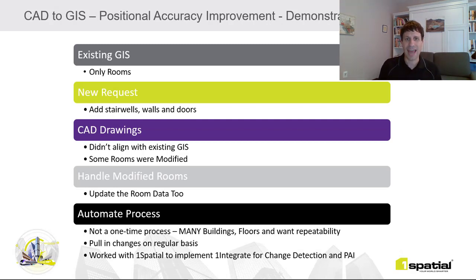So now they had an added challenge to not only add in these new assets, which is going to be challenging due to the alignment issues, but they also needed to update the room information to reflect what is in the drawing. To work through these challenges, this client worked with OneSpatial and used the OneIntegrate toolset with its change detection and PAI workflows to perform this integration. Also, now they can do this on a more regular basis to keep their data in sync with their GIS. So let's take a look at how they accomplish this.